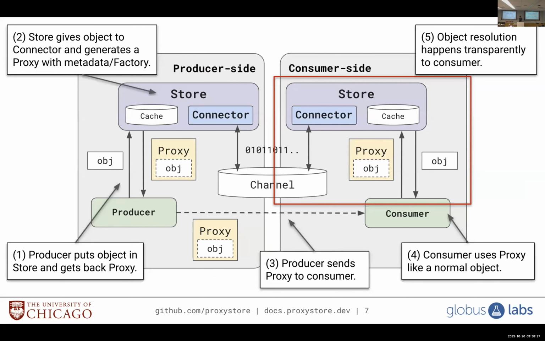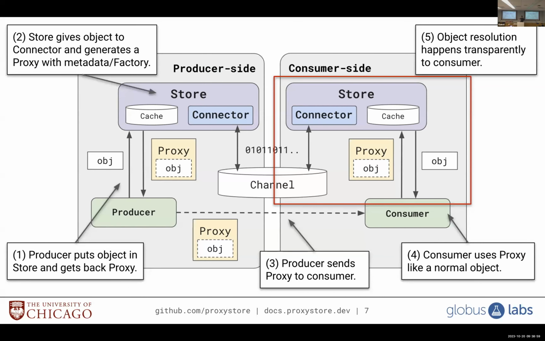Here's the life cycle of a proxy. If a producer wants to send an object to a consumer, the producer puts the object into the store, and it gets back a proxy. What the store is going to do is serialize that object and put it in the connector. The connector manages the actual storage and communication of that. Then the store returns to you a proxy initialized with a factory function that has all the metadata necessary about how to get that object back. Then the producer can send the proxy to a consumer, and the consumer gets this proxy, but it just thinks it's the normal object type that it expected.